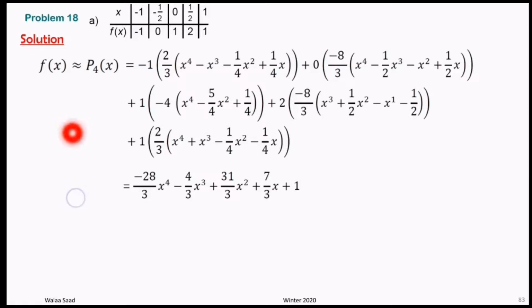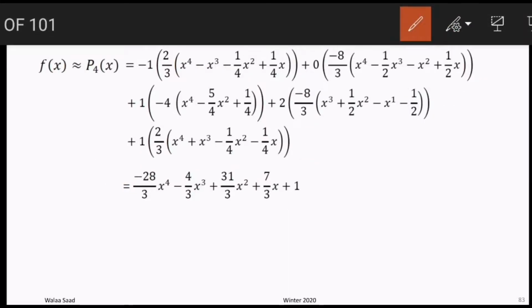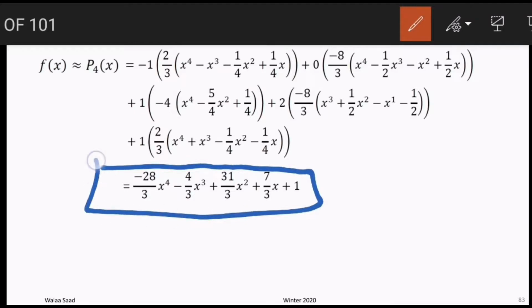Finally, we substitute their values beside the corresponding y. So this is y naught multiplied by L naught, plus y1 multiplied by L sub 1, plus y2 multiplied by L sub 2, and so on up till y4 times L sub 4, and then we distribute this constant and combine the like terms to construct this polynomial. So this is the required polynomial at the end. Perfect.